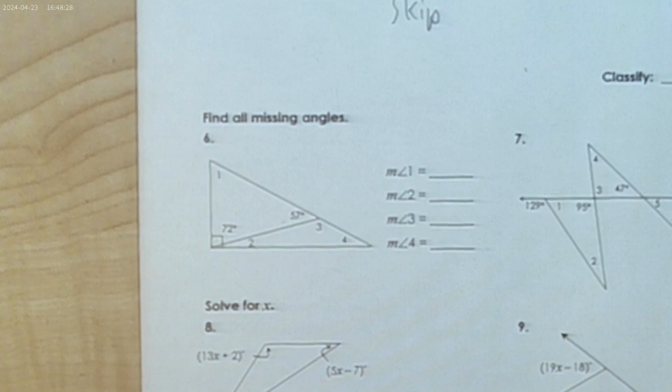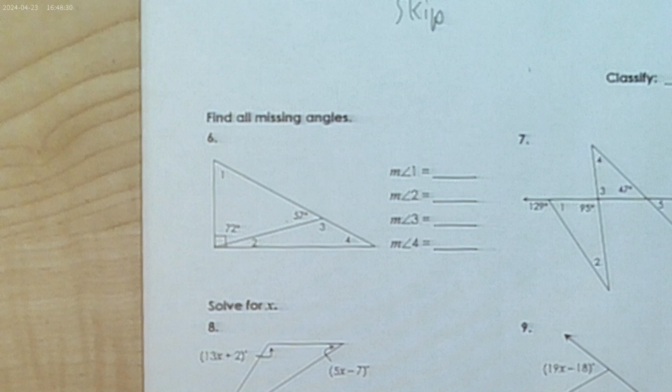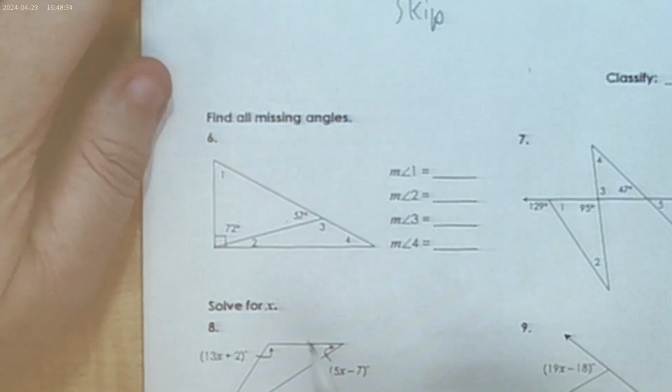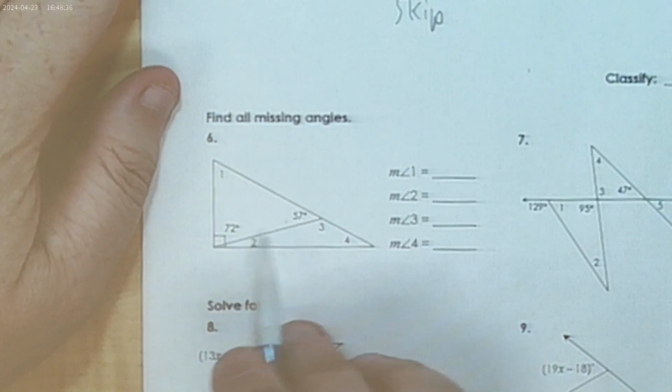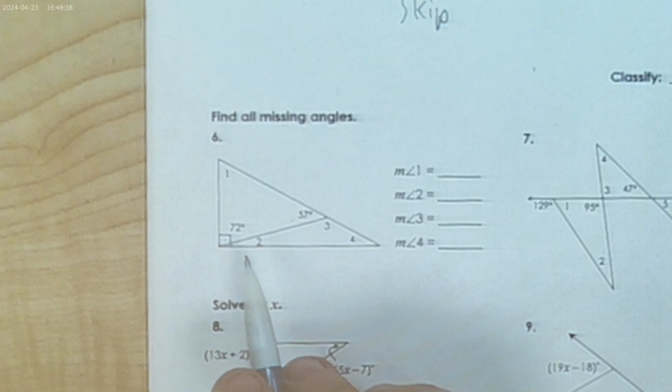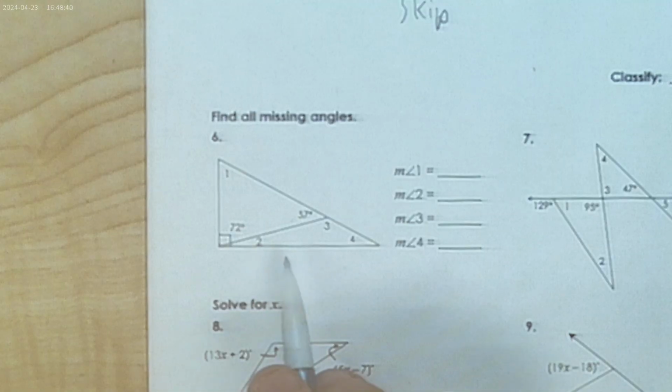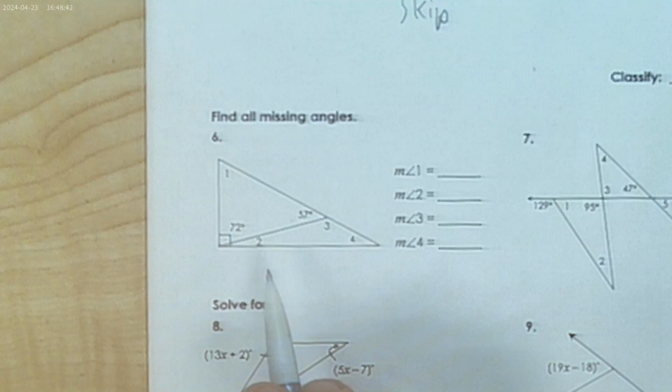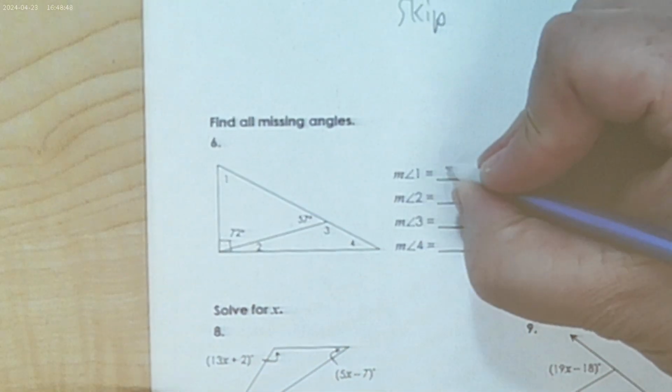All right, doing some more of these puzzles. I'm starting to like these puzzles. All right, so angle 1. It's part of a smaller triangle, but I've got 2 of the 3 angles in this smaller triangle. So I'm going to go 180 minus 72 minus 57. That's going to give me angle 1, which is 51.